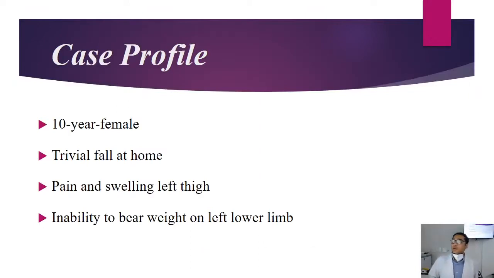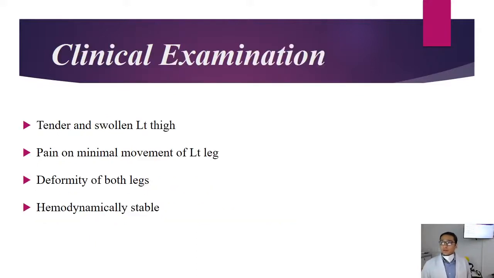A 10-year-old female presented to our emergency department with a history of trivial fall at home. She complained of pain and swelling in the left thigh and was unable to bear weight on her left lower limb. On clinical examination, we found that the left thigh was tender and swollen. There was pain on minimal movement of the left leg, and there was deformity of both the legs. Also, the patient was hemodynamically stable.